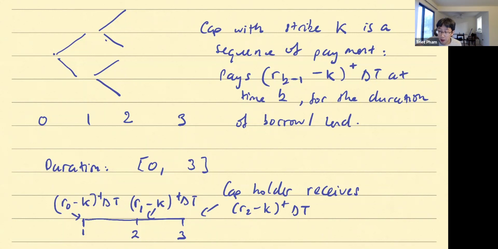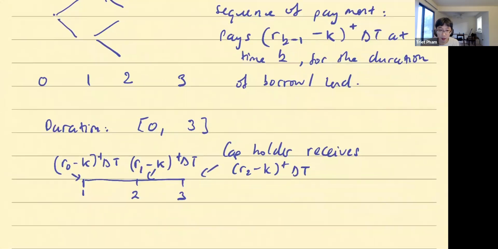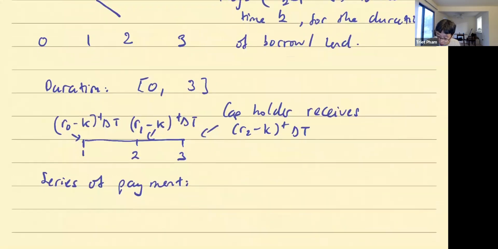And you understand why, right? That there's a series of payments for the interest rate cap. It's not to make your life harder, but that's just how things naturally work. Because at time 0, a person would have to lend or borrow at rate R0 for the time period 0 to 1, and suppose that the desired rate of that person is K.